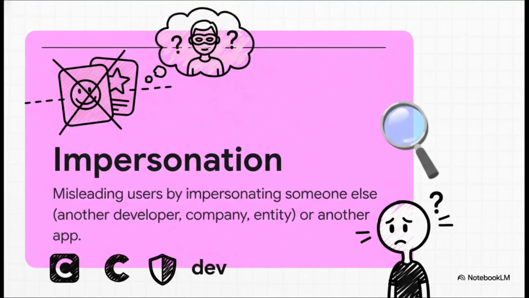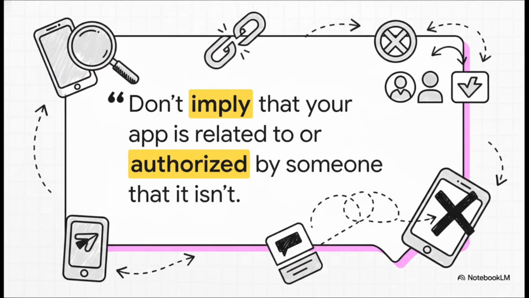Okay, so at its core, the policy is actually pretty simple. Don't mislead users by pretending your app is something it's not. That means you can't pose as another developer, you can't pretend to be some big, well-known company or government entity, or even just another popular app. And this, right here, this is the golden rule. But notice, it's not just about telling an outright lie. The key word to focus on here is imply. You can't even suggest a relationship or an authorization that doesn't actually exist. It all comes down to the total vibe, the overall impression your app gives to the user.